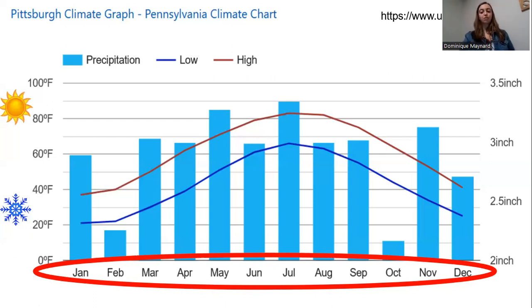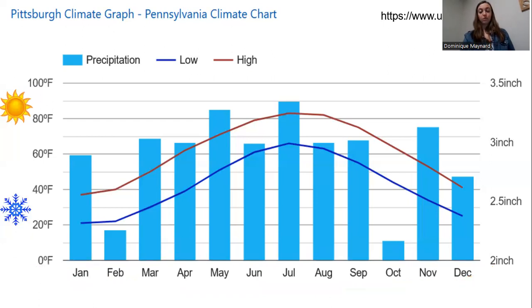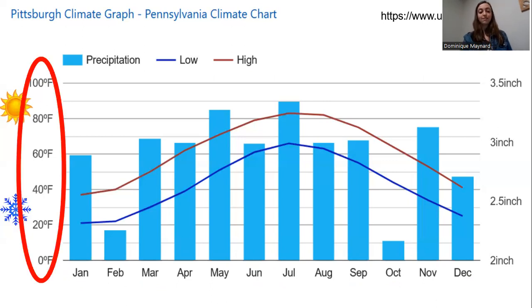So how exactly do we read this graph? On the bottom, that's where we see what month each bar is representing. Now on the left-hand side over here, this is the temperature. So this is the average temperature of the month. And we can see the little lines on there, we have a blue line and we have a red line. Well, that red line represents the average highs of each month, and the blue line is the average low of each month.